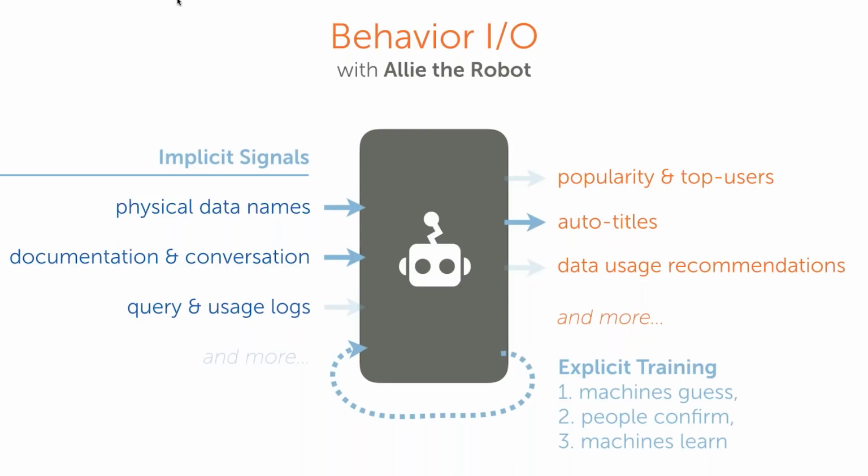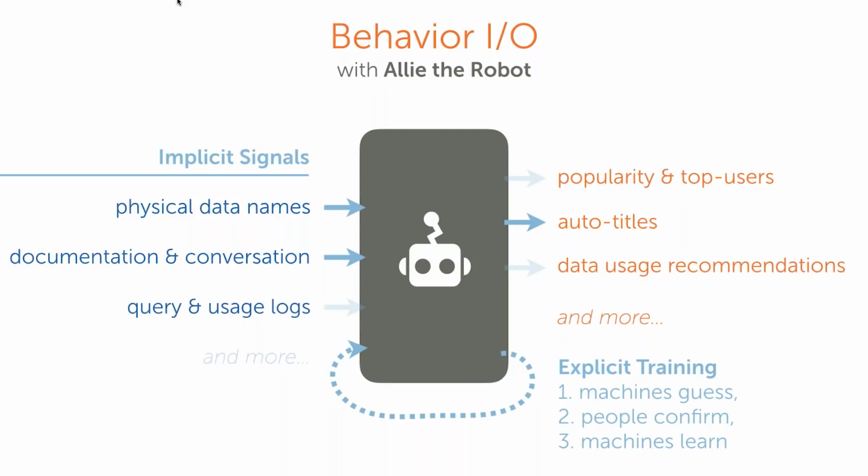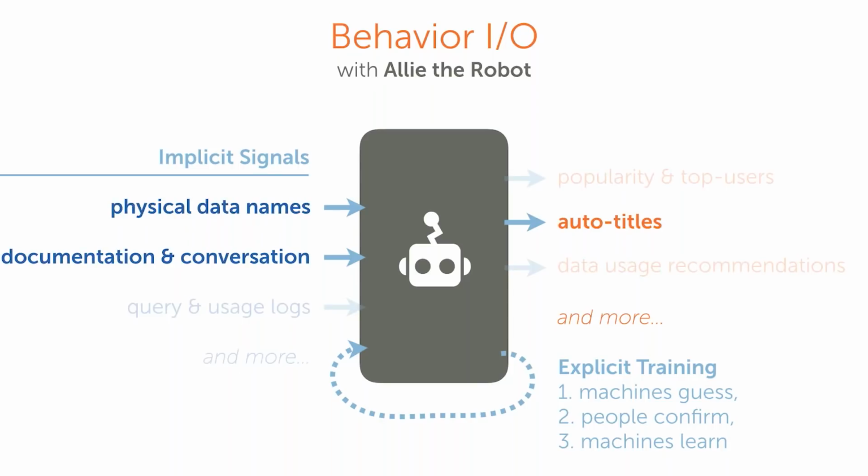So the core idea here, excuse me, sorry, missed a build there, is we've got this idea of behavior I/O, which is all about taking implicit signals from humans, the input of prior human behavior, and using it to drive improved future human behavior and automation in the catalog. So we'll start with one example of that, where Allie, the Alation robot, shown here in the middle in this black box, will go in and parse all the physical data names and documentation and conversation around the data, and use that to generate titles for otherwise inscrutable data assets.